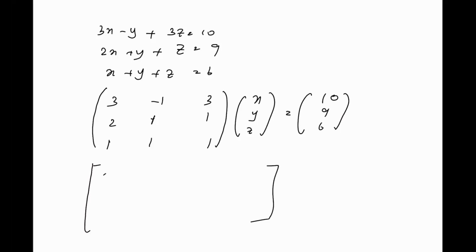Then you can write something called an augmented matrix. You have to write 3, minus 1, 3, and draw a line, and you put your right-hand side here. Then 2, 1, 1, 1, 1, 1. Okay. Then what you're going to do is something called row operations. Before that, you're going to do something called pivoting, right?